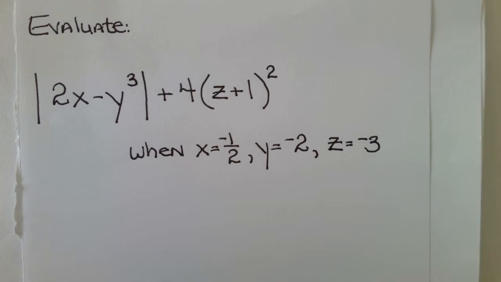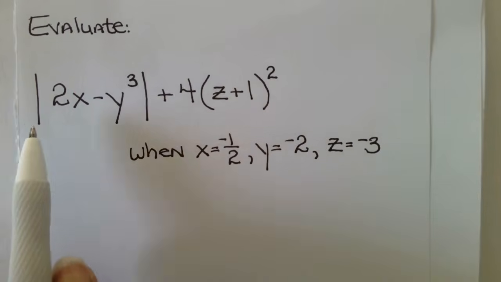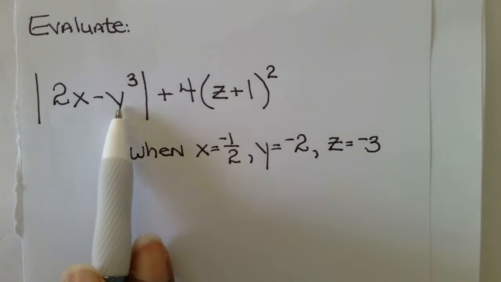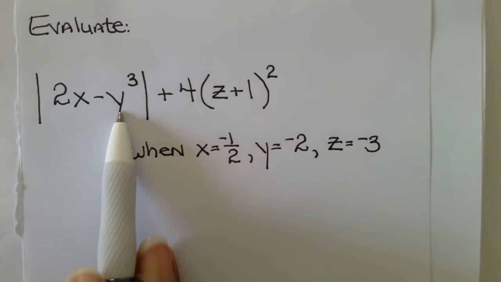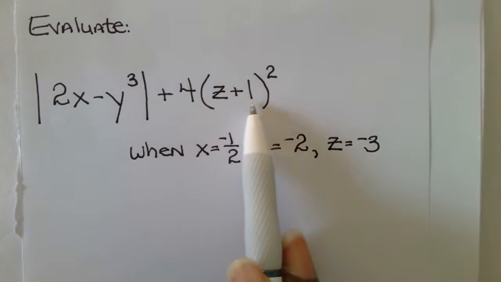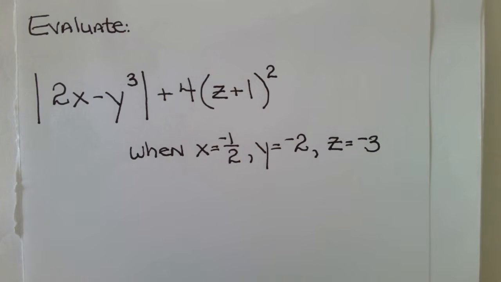TCL Williams, is that a 1 in front of the 2? No, it's not. These are absolute values. So it's 2x minus y cubed. So the absolute value of 2x minus y cubed plus 4 times z plus 1 squared.